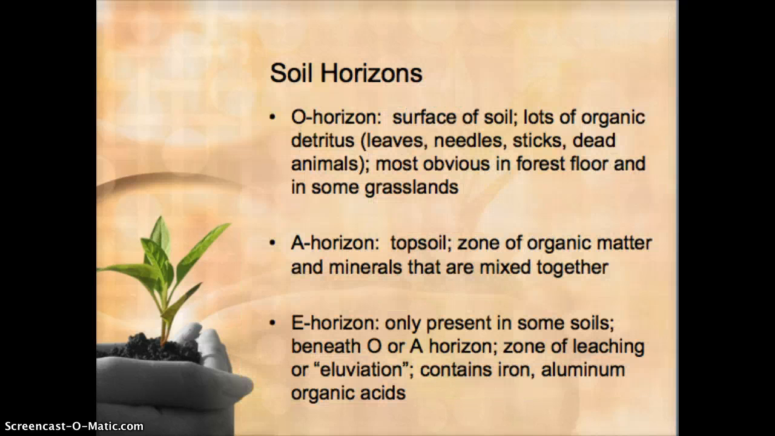So the O horizon is the very surface of the soil. O stands for organic. We said we call that stuff leaf litter or litter, but another word for it is detritus. Oftentimes there are many words for a very similar thing. This is most obvious in a forest floor or grasslands where you see lots of decaying matter. You probably don't notice this as much in your own lawn, but you see it more in a forest area.